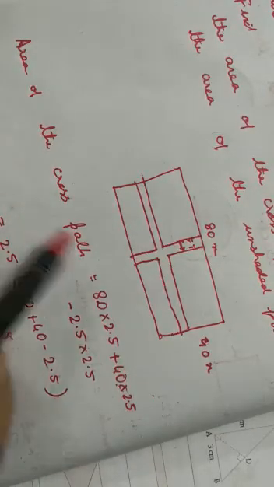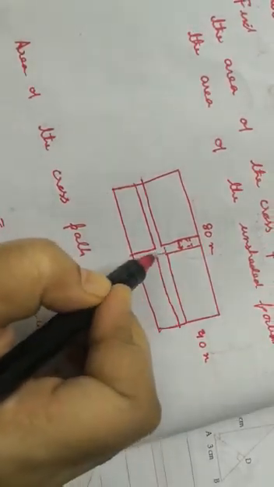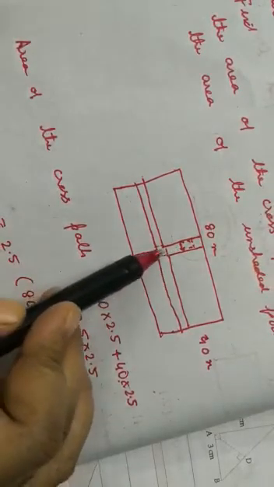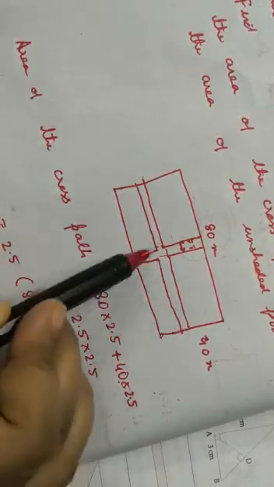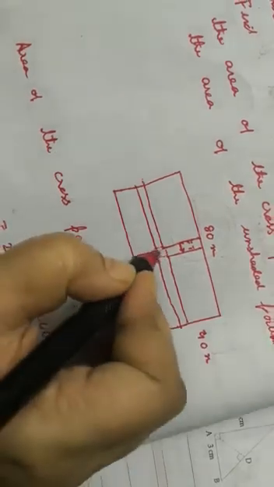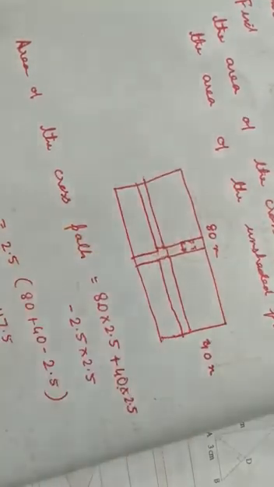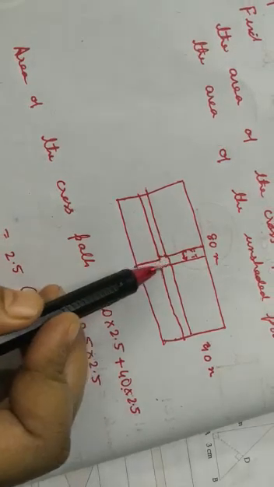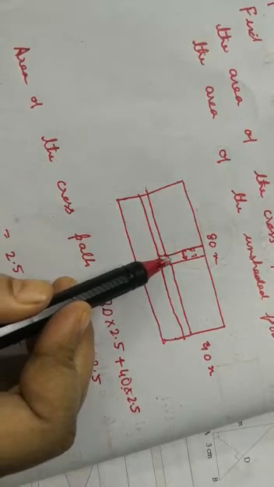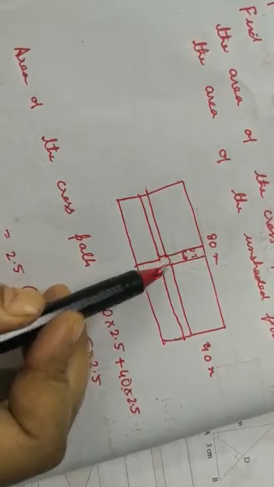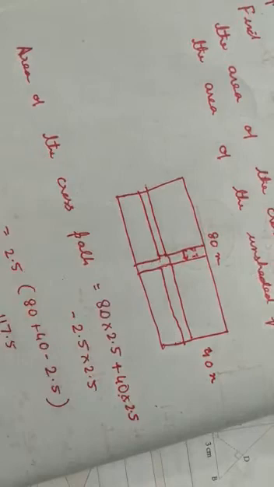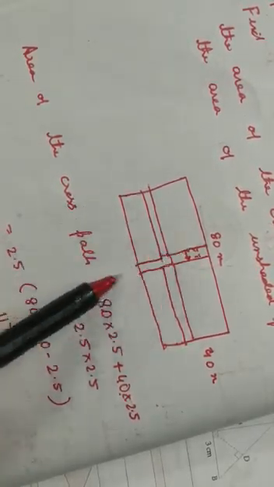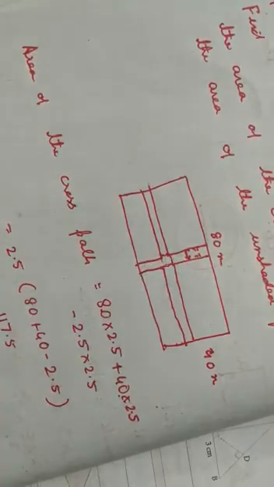But now what happened? You see this part in the middle, it came twice, isn't it? When I was doing this, this also came, and when I was doing this, this square in the middle also came. So it came 2 times. I have to take it only once, so one of them I will have to remove. It's this square in the middle. Both sides are equal to the width of the path, 2.5 into 2.5. So it is going to be equal to 80 into 2.5 plus 40 into 2.5 minus 2.5 into 2.5.